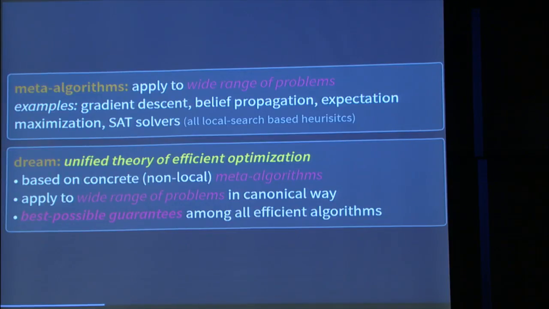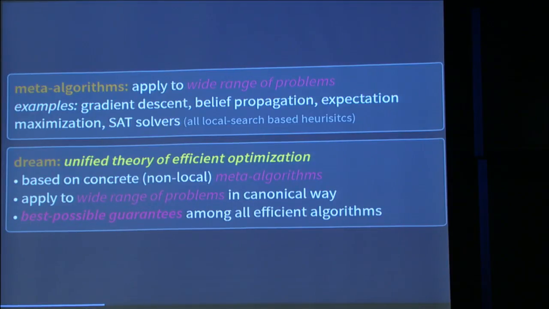the dream would be to get some kind of unified theory for efficient optimization that is based on a concrete polynomial time meta algorithm, not of the kind that we saw here, but one that is not based on local search. And what we want about this meta algorithm is that it applies in a canonical way to lots of different problems, and it might give different guarantees for the different kinds of problems. You know, it might be inherent, but what we want is that the guarantees that it achieves should be best possible among all polynomial time algorithms. Okay, so that's the dream.